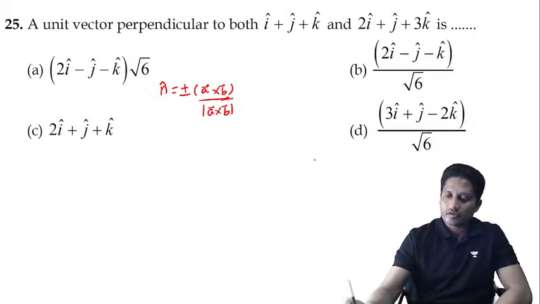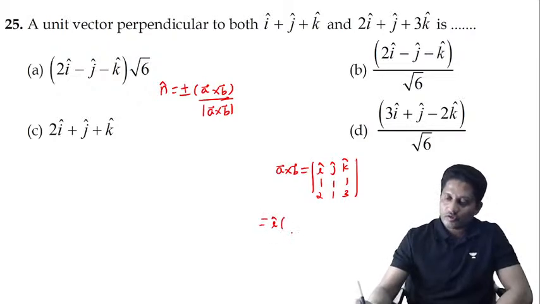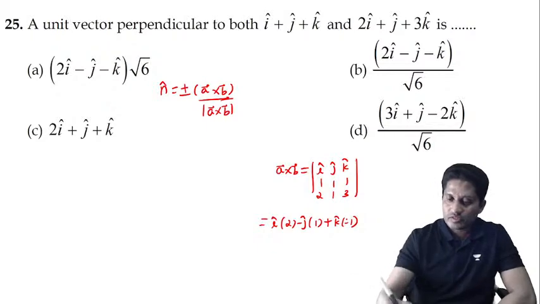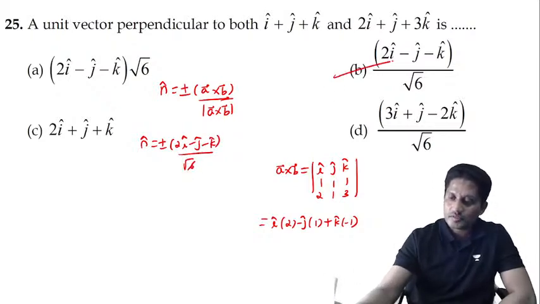So I'm going to find out A cross B. A cross B is always a determinant. Components of A will be 1, 1, 1. This is 2, 1, 3. I into delete first row first column: 3 minus 1 is 2. And then 3 minus 2 is 1. First row last column is minus 1. So this is 2i minus j minus k, whole divided by mod of A cross B, which is root 6, with plus minus. Answer is option B.